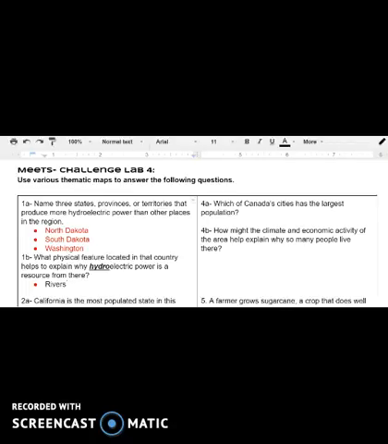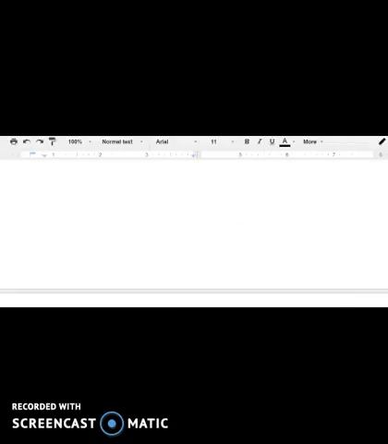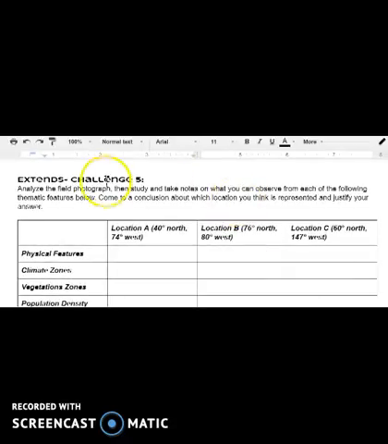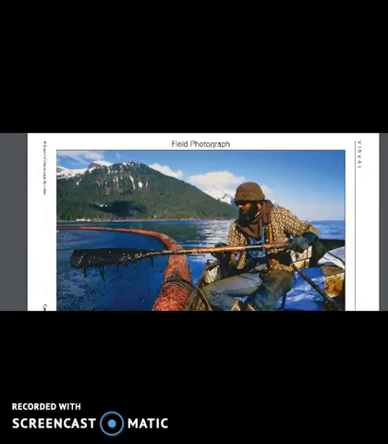The last one is down here, the extends. To get to the extends on this learning target, you need to use the field photograph, which I'll show you in just a second. It says study and take notes on what you can observe from each of the following thematic features below and come to a conclusion about which location you think is represented and justify your answer. So you look at the field photograph, which looks like this, and I'm going to analyze this using each of the different thematic types of maps features.